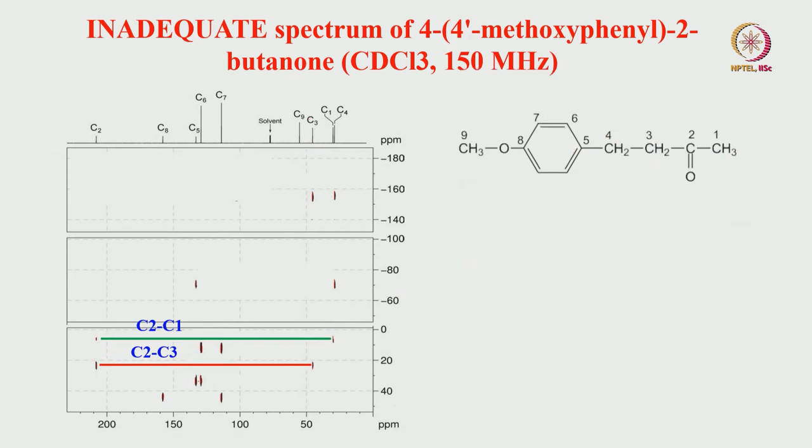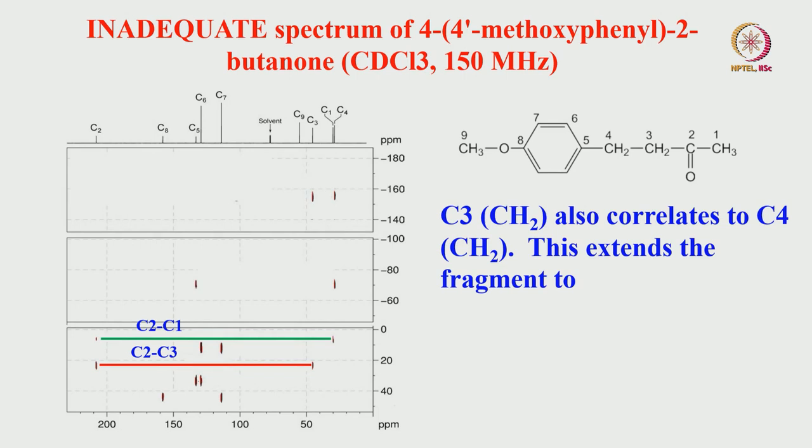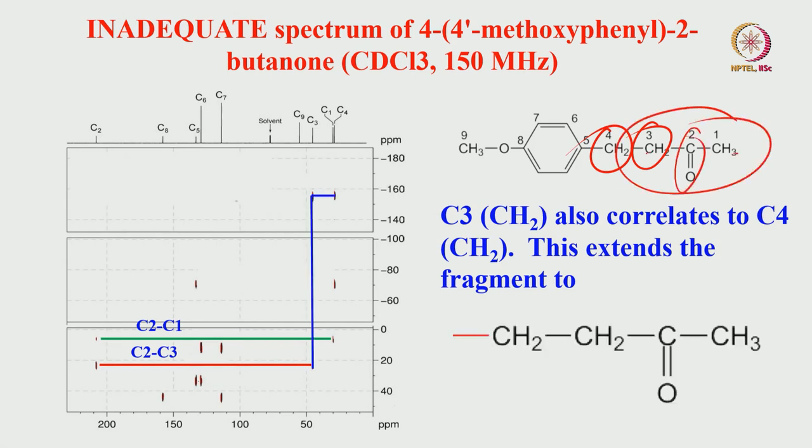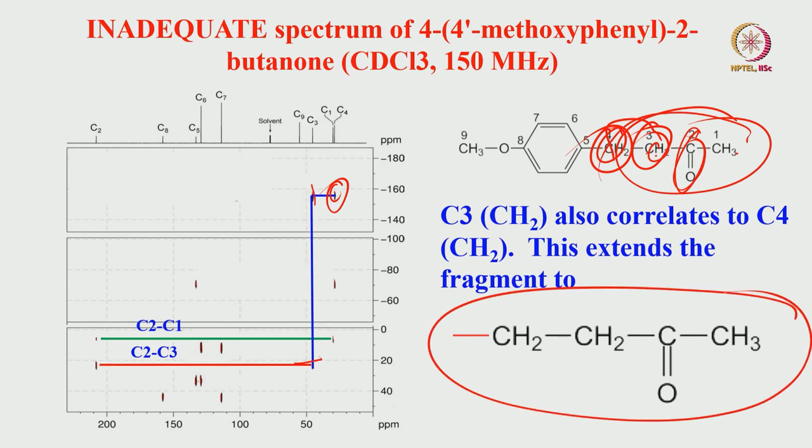Afterwards, you will see C3 is correlating to CH2 also. It correlates to C4. C3 is there, CH2, and this correlates to C4. That means this fragment we identified, with CO assumed to be between these two, now extends like this, because C3 is also correlating to C4 here. Go horizontally, vertically, you will hit C4. So CO was here, and because C3 is correlated to C4, this CH2 proton correlating to this one extends the group. So this is the fragment now.